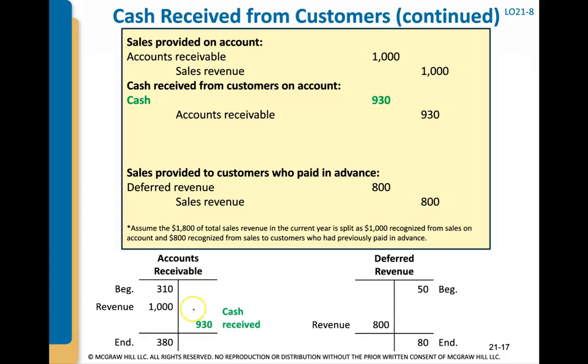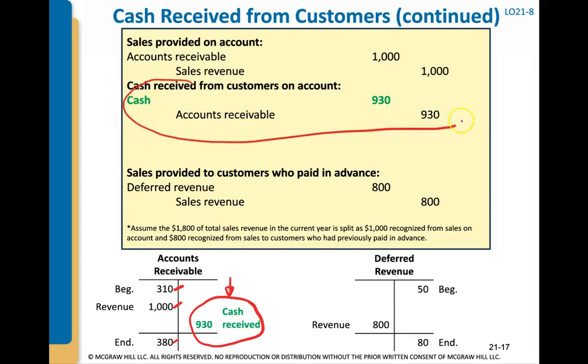Well, let's look at our accounts receivable. If our beginning balance was 310 and we increased it by 1,000 and our ending balance is 380, that means that we must have received cash, because we had a credit. We must have credited our accounts receivable, which means that we must have received the cash. So we must have recorded this: debit cash 930, credit accounts receivable.